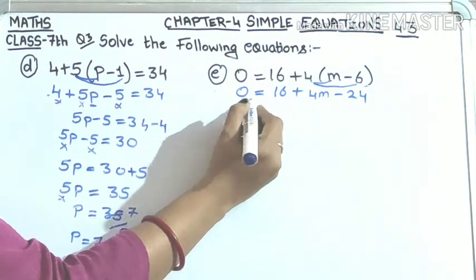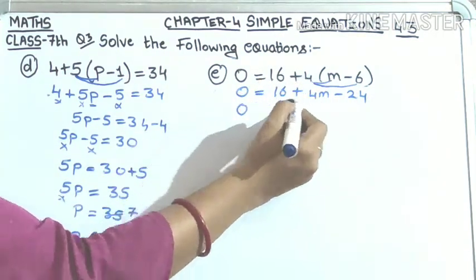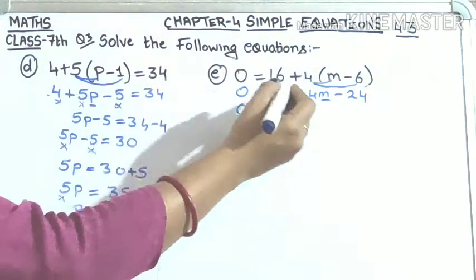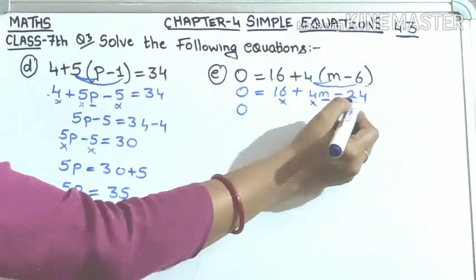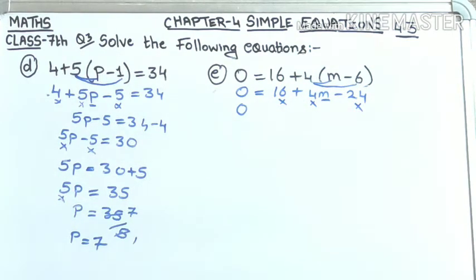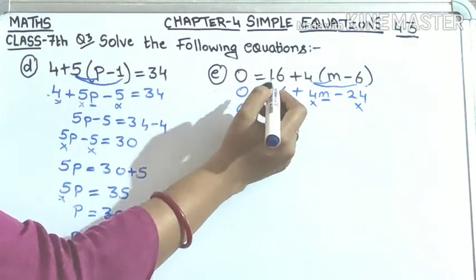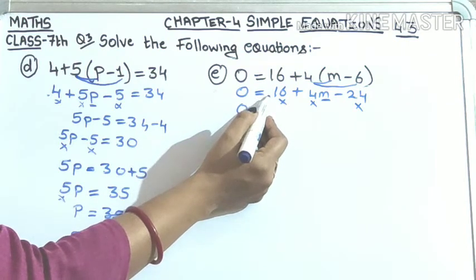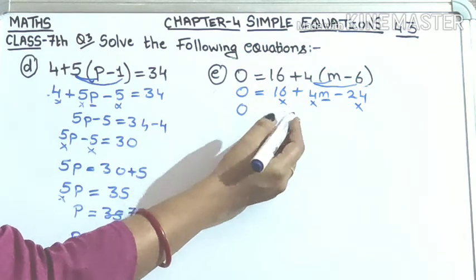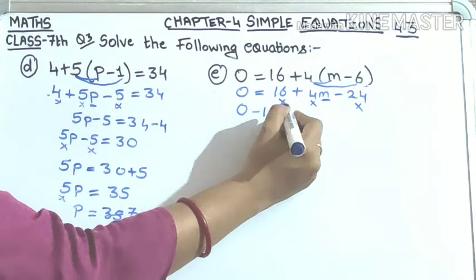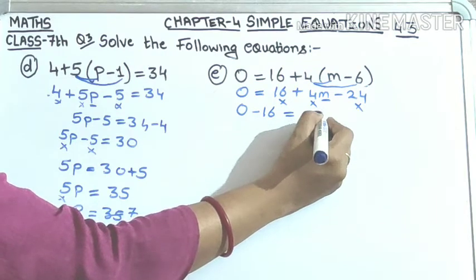Now 0 as it is, here the variable is m, and with the variable m, 3 numbers are there. You can see 3 numbers: 4, 16 and minus 24. We have to remove these numbers. So first we have positive integers, then negative integers, then divide and multiply. So first we will remove this 16. 16 is the positive integer. Positive means no sign is given, means it is a positive integer. When this 16 is transposed, it will become minus 16.